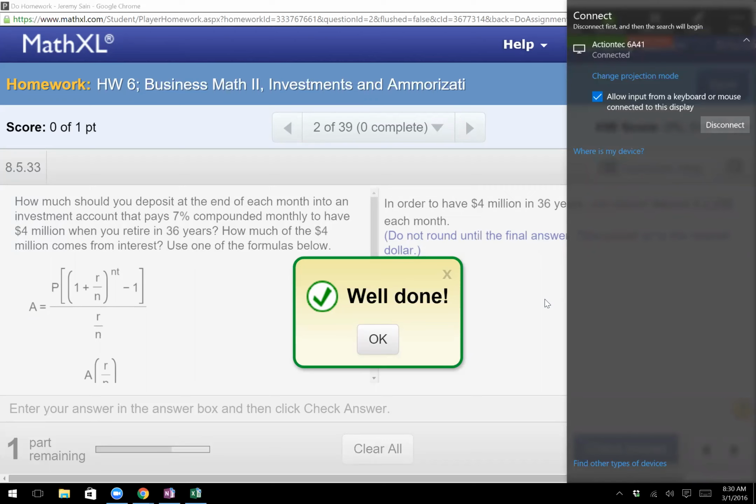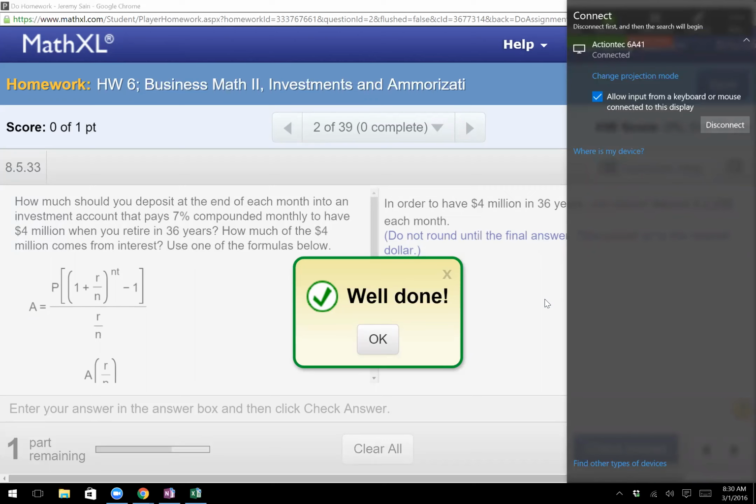So now here's the kicker. Out of the $4 million that we get 36 years from now, how much of that is what we put in? How much did we get in interest? So how do you think we're going to figure that? There is no Excel trick for it. This is just you thinking about what we're doing.